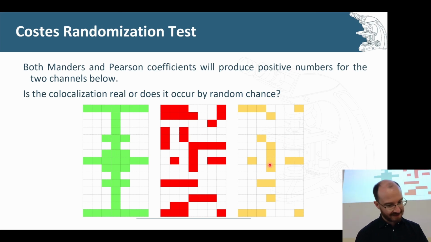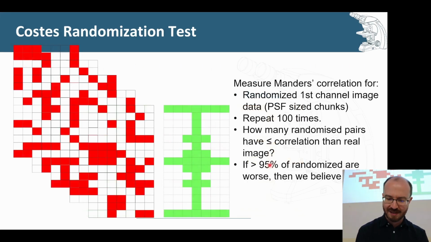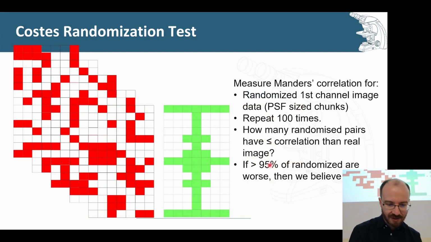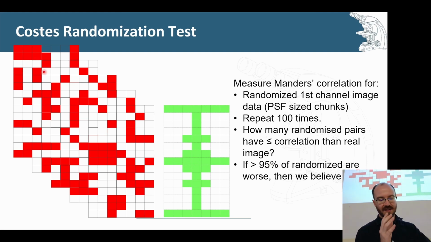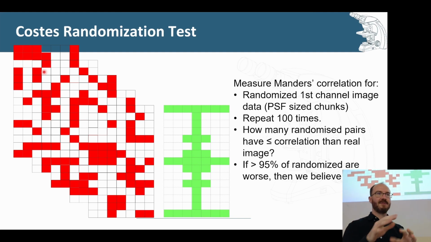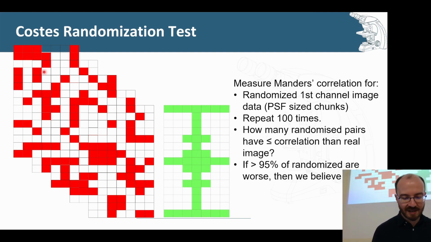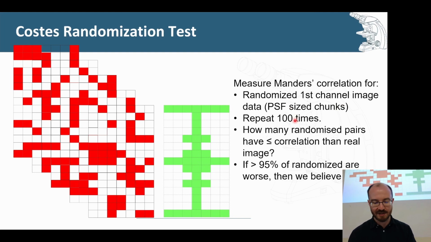Now, Costes came up with this idea, where you take your first channel and keep it fixed. You don't change one of the channels. Then for your other channel, you randomly shuffle the pixels. You just scramble this image around. Then you calculate the Manders correlation coefficient, scramble again, calculate Manders again, scramble again, and so on, however many times. Let's say we do this 100 times, scrambling and then calculating.